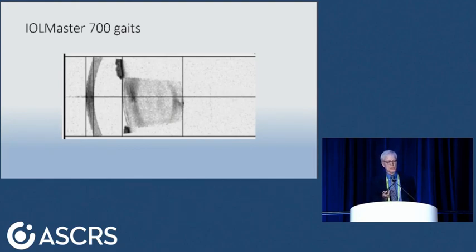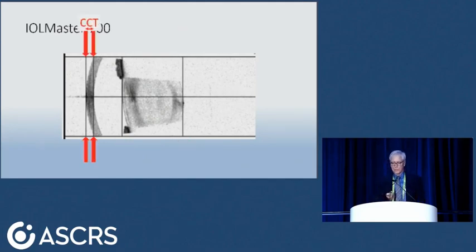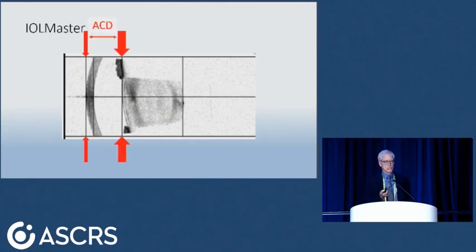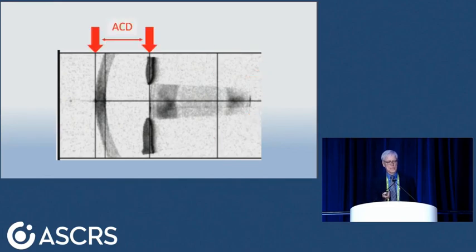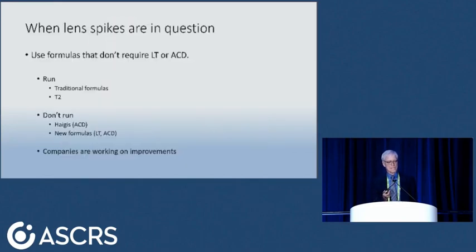The IOLMaster has its own issues. This is the 700, and it puts these black lines, these gates, at the front of the lens and the back of the lens. The difference between them is the lens thickness. The difference between the corneal spikes is the central corneal thickness. There's your anterior chamber depth. You should look at these spikes. You should look at this printout. It's on your printout from the IOLMaster. And you'll see on this particular eye, you can see where the back of the lens truly sits, and yet you see where they put the gates. It's in the wrong spot. The anterior chamber depth is correct on this eye.